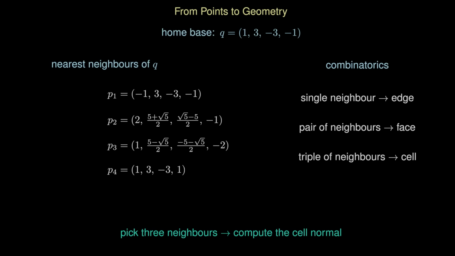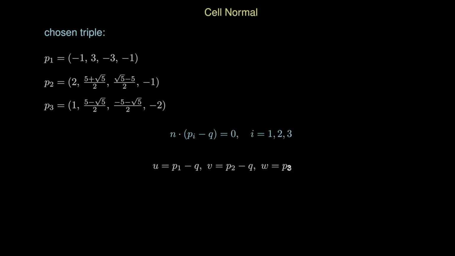To analyze such a cell, we select 3 neighbors, for example P1, P2, and P3. We form the spanning vectors U, V, and W. Similar to the surface in 3 dimensions, this cell is also described by one normal that is orthogonal to the 3 vectors U, V, and W. One way to compute this n is by solving this linear system of equations.